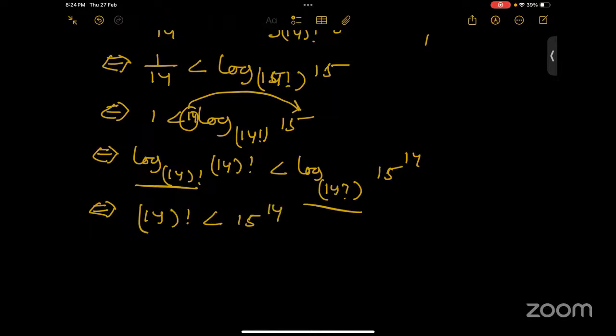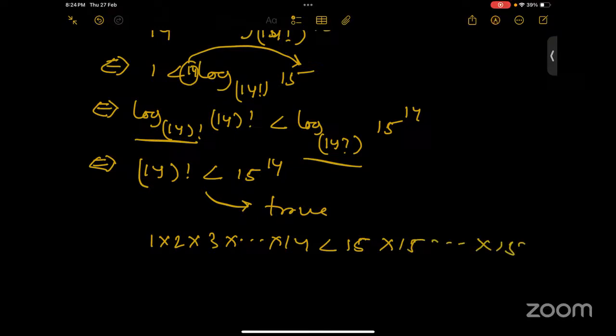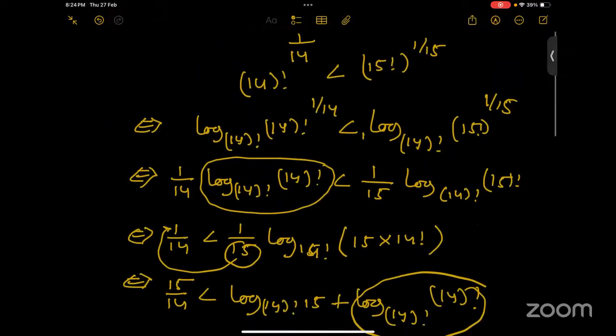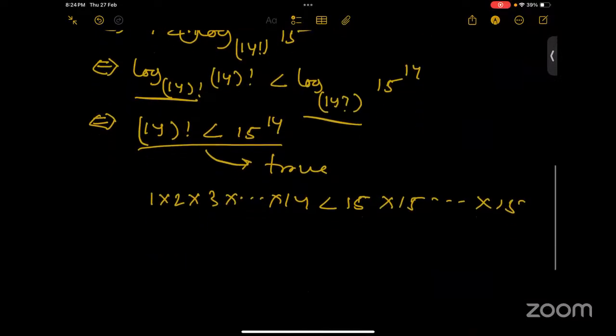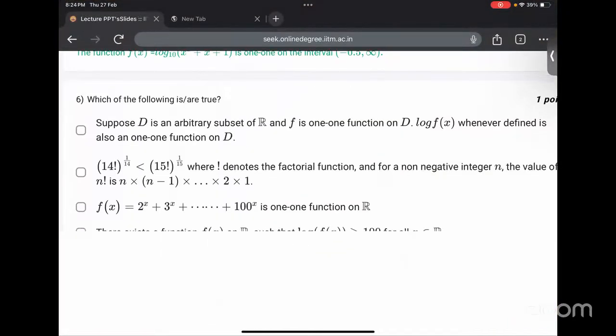So this is true, right? 14 factorial means 1 into 2 into 3 into up to 14. So it will be obviously less than 15 into 15 into 14 times 15, right? So this equation is true if and only if the first line is true, right? And we know that this equation is true. That means the first inequality is true, right? That means our option 2 will be true.